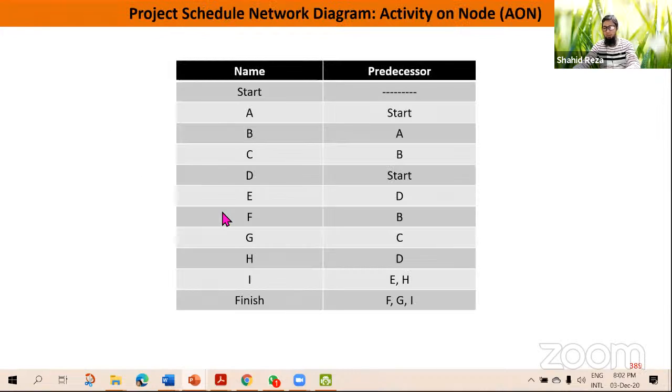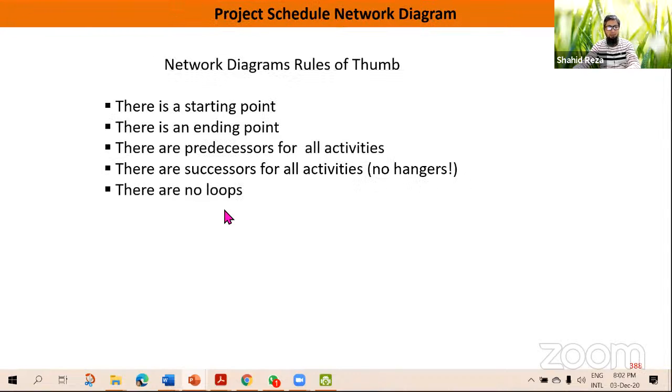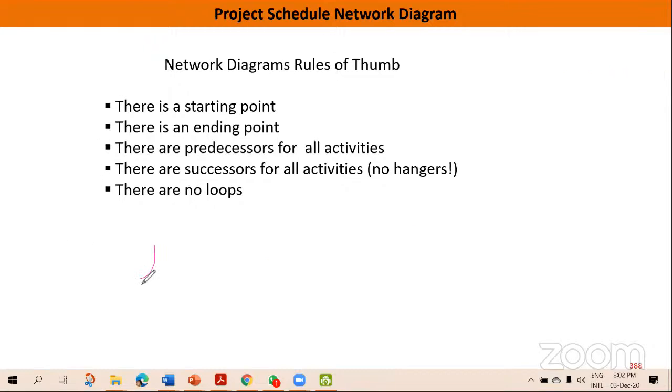So these are the actual rules of thumb. And there will be no hangers. No hangers means you will not find any activity which is not having predecessor and successor. Every activity is having predecessor and successor. Hanger means like this. The activity is just floating and has no connection with the end. No. Everywhere you will see predecessor and successor with all the activities. So when you are creating network diagram, you need to keep this rule of thumb to follow.